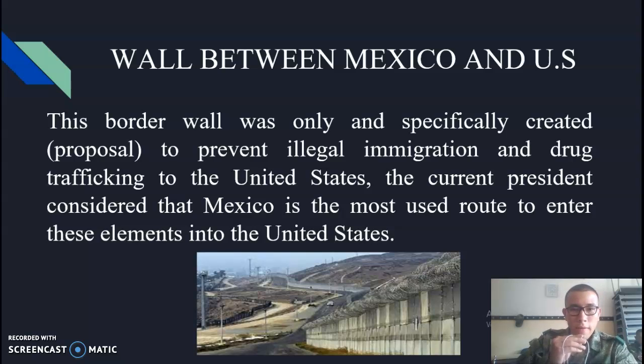So, the wall between Mexico and the U.S. was specifically created, as I said, to prevent illegal immigration and drug trafficking into the United States. The current president considered that Mexico is the most used route to enter these elements into the United States.